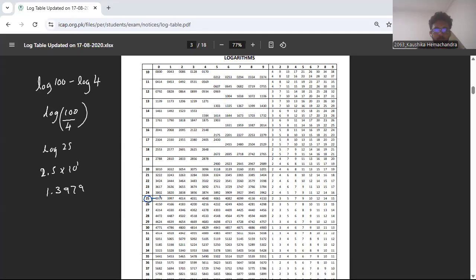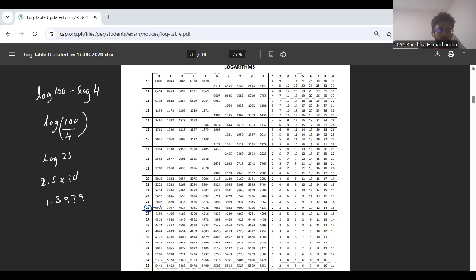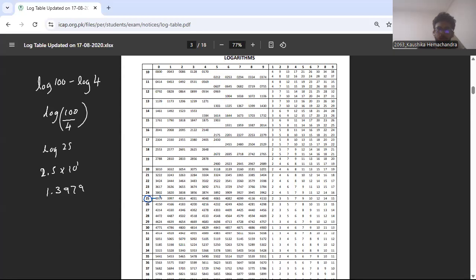Okay. Yes, two of you have sent the correct answer. Let's do the third one as well. Half log 36 plus log 2.